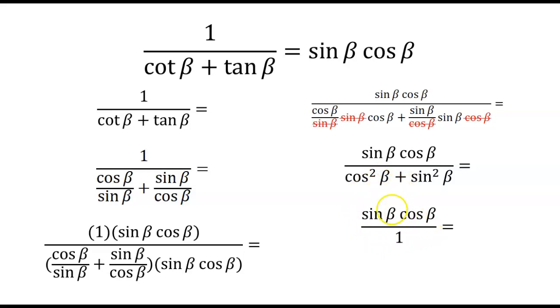So what we have here is sine beta cosine beta over 1, which is, of course, just sine beta cosine beta, which is what we were trying to end up with. So we did it. We verified this trigonometric identity. These two expressions always give you the same value for anything you plug in for beta, as long as it's not something that makes one of these undefined.